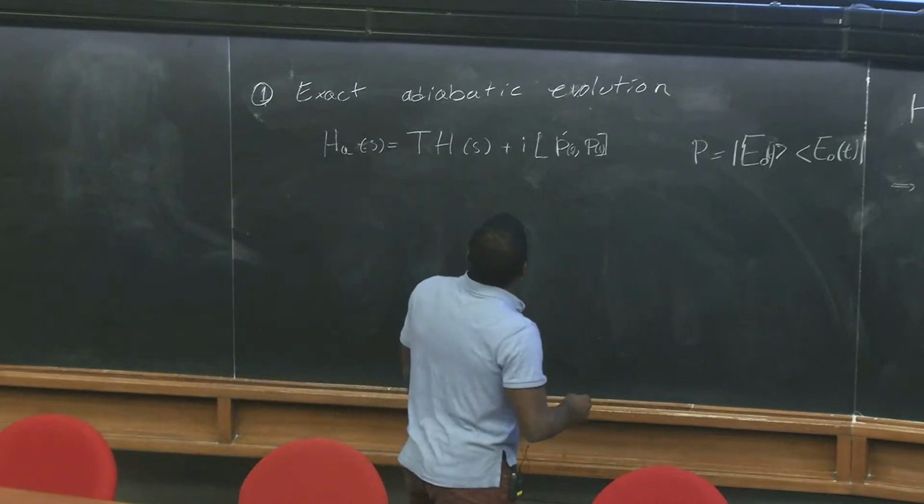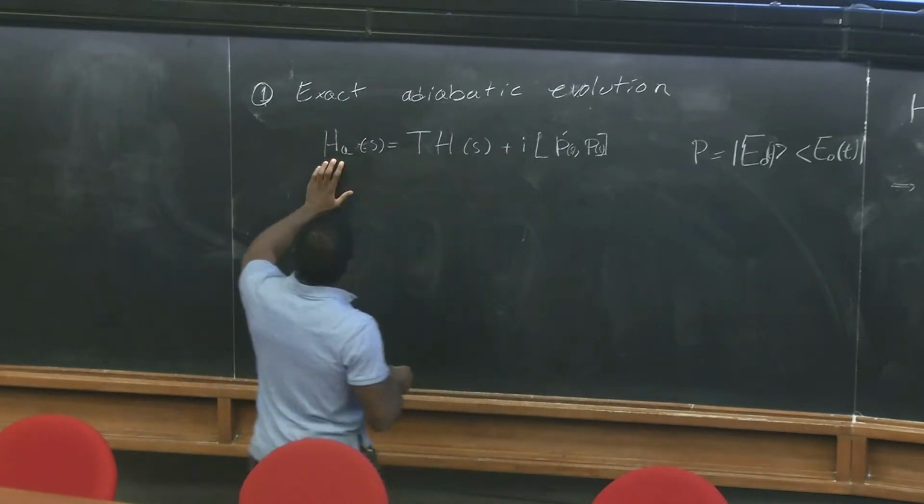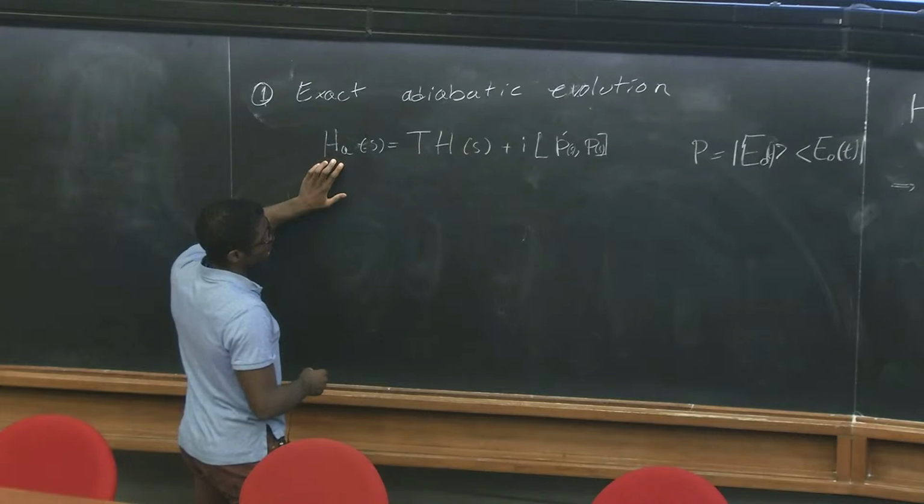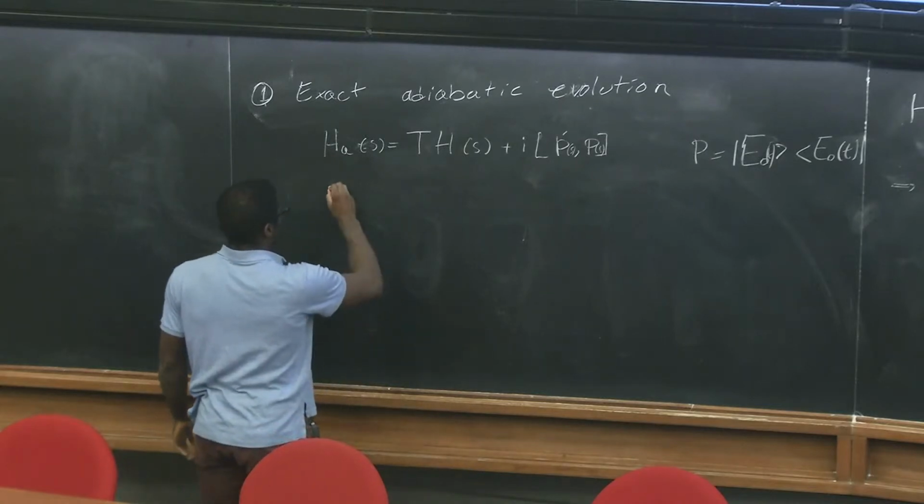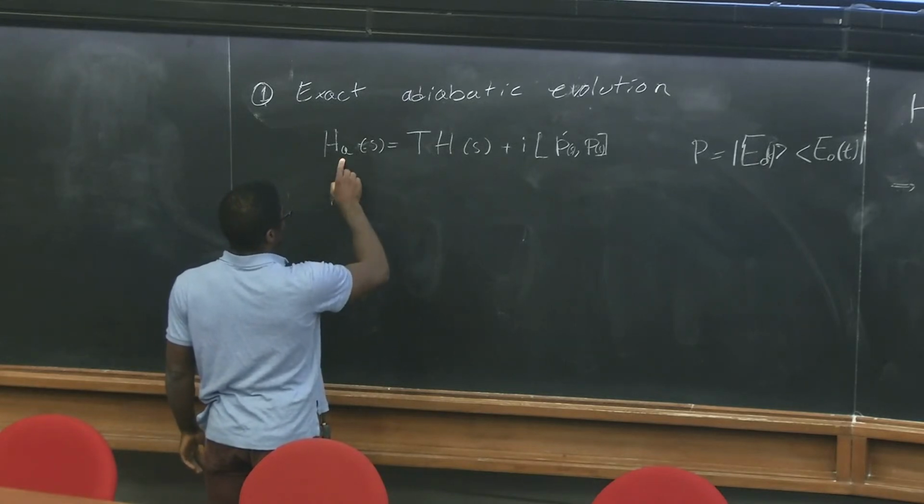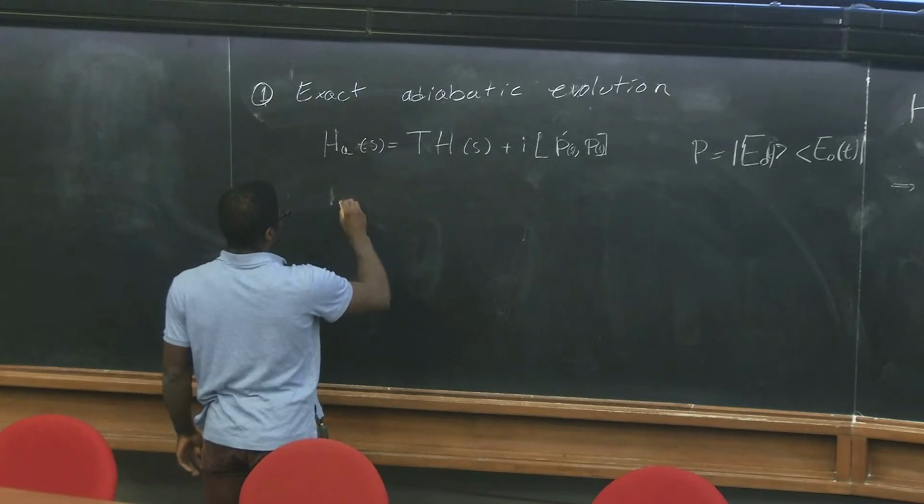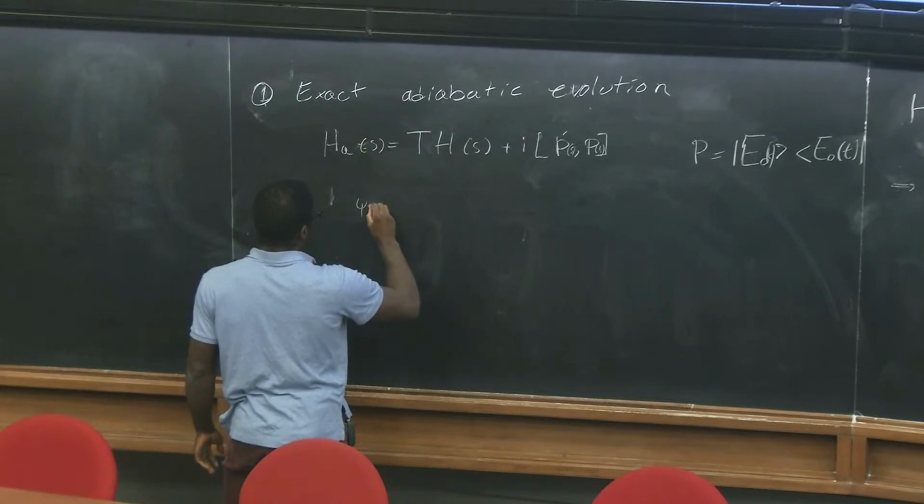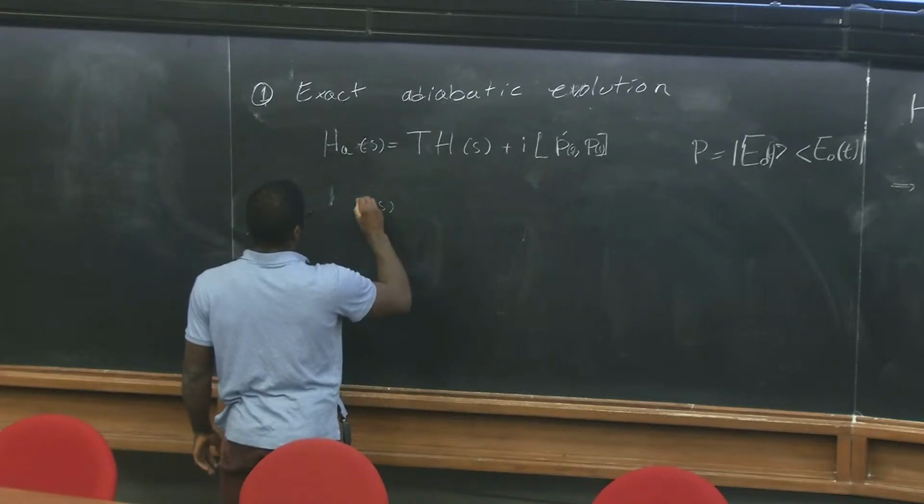So the first statement is that this is going to implement an exact adiabatic dynamics. So if I evolve with this Hamiltonian, the Schrödinger equation can be satisfied. So let's say Schrödinger equation for A.